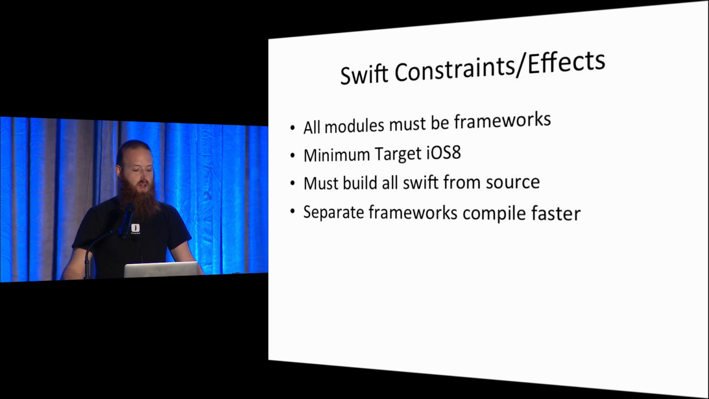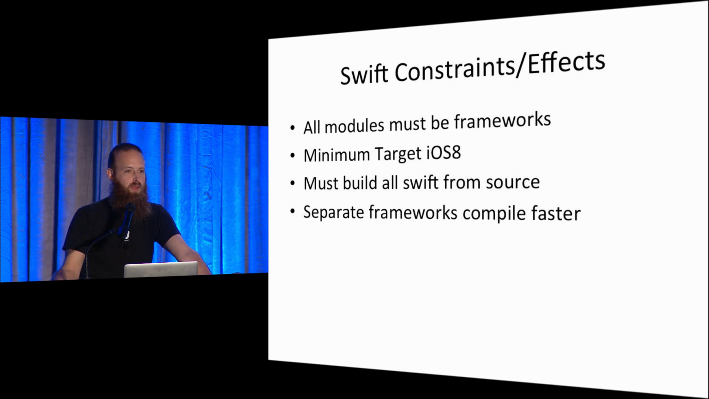So then, just to talk a little bit about some of the constraints and effects that we had within the system because of Swift. Because of Swift, all of your modules need to be frameworks. You can't do any static libraries within your system. This can be a problem if you've previously used static library modularity, which you could not have possibly done before iOS 8, because you could not use frameworks before iOS 8, which is another problem with Swift. If you want to use any kind of modularity, you need to be targeting iOS 8.